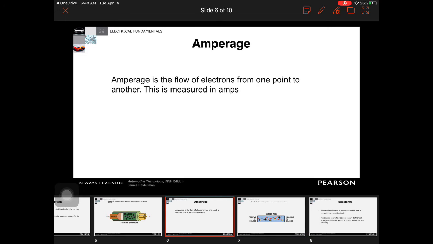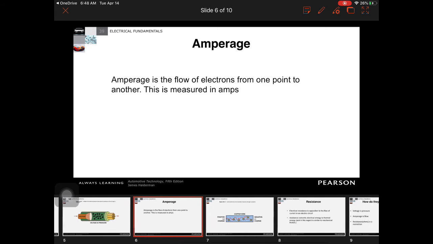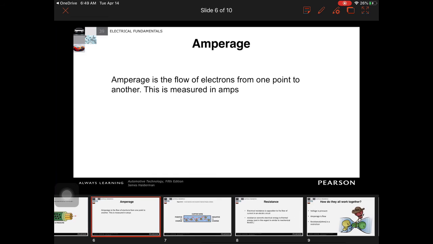okay? Now, amperage, we need to understand, is a very real movement. This is why it does not take very much amperage to harm somebody. It really only takes about 1 amp to be able to kill somebody, provided it takes a path through your heart. So amperage is what we really have to be careful of. We do not want to mess with amperage, okay?